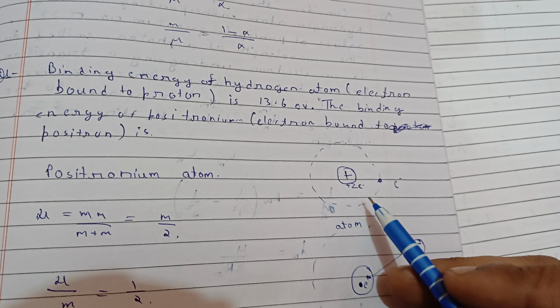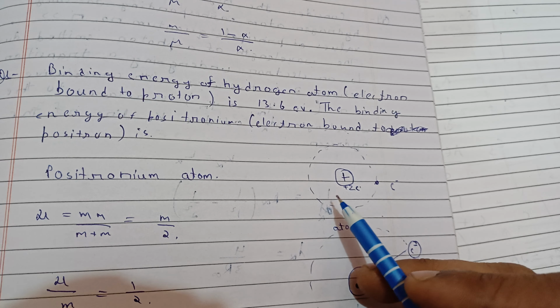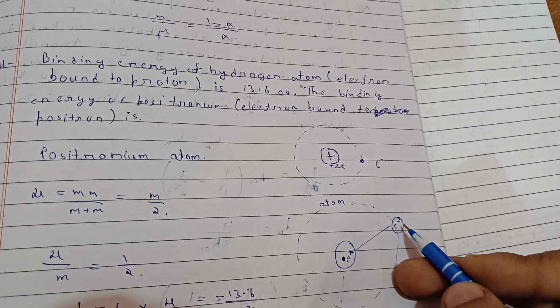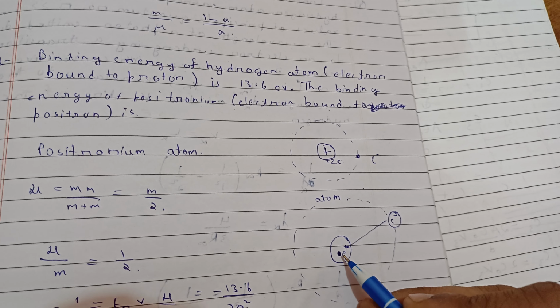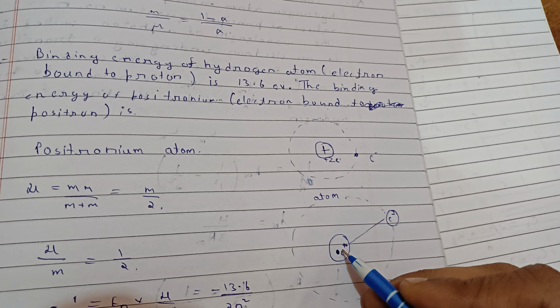For a simple atom, we know there is a nucleus, meaning having the protons, and an electron is revolving around it. But what happens in the positronium? If we call this a lepton, then this is its antiparticle, the positive charge, having the same mass, only the charge difference. So this is called the positronium.